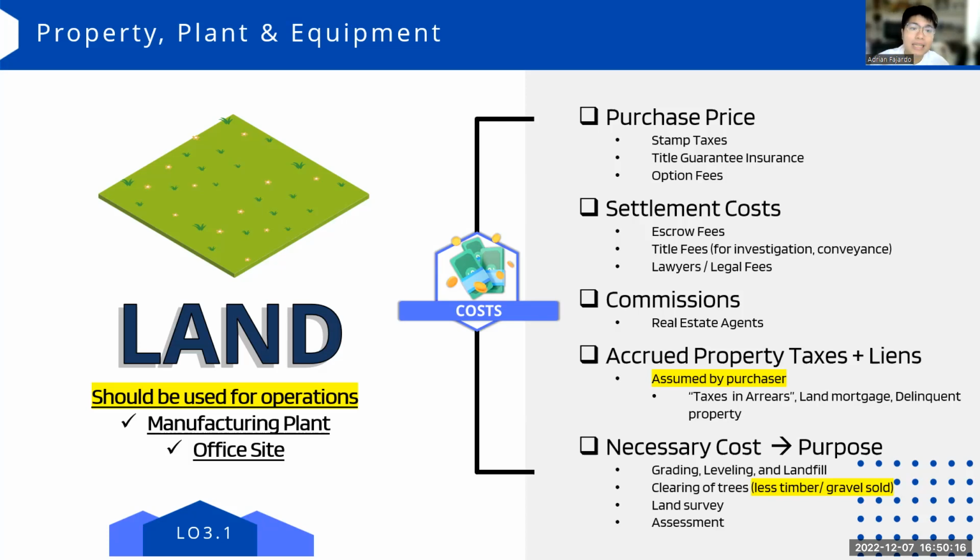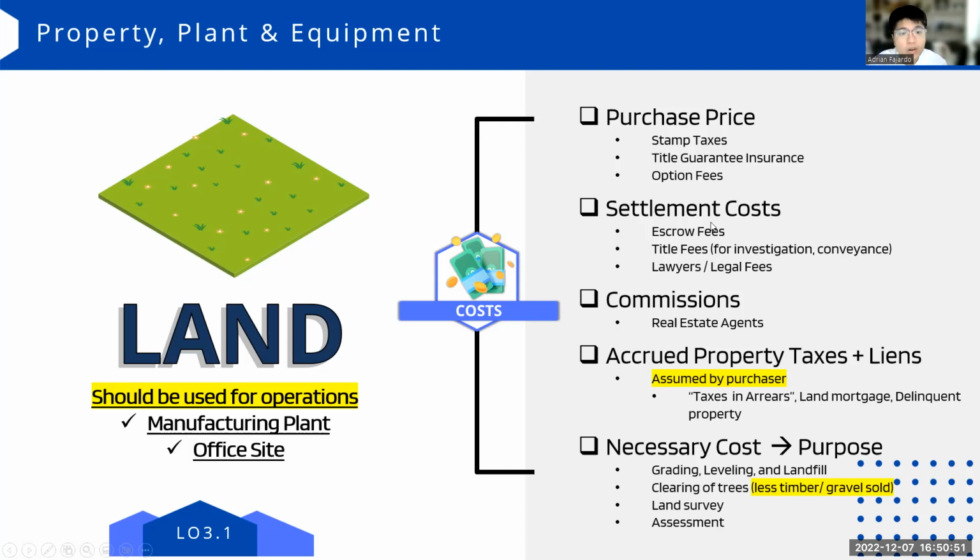Now, we record land at cost. And what are the components of cost? All of these things, all the costs of these would be added to the value of land. Meaning, to the purchase price, we have to include stamp taxes, title guarantee insurance, option fees, regardless of exercised or not. Aside from that, settlement costs. If you see escrow fees or title fees for any sort of reason, like investigation or conveyance, this should be included in the value of land.